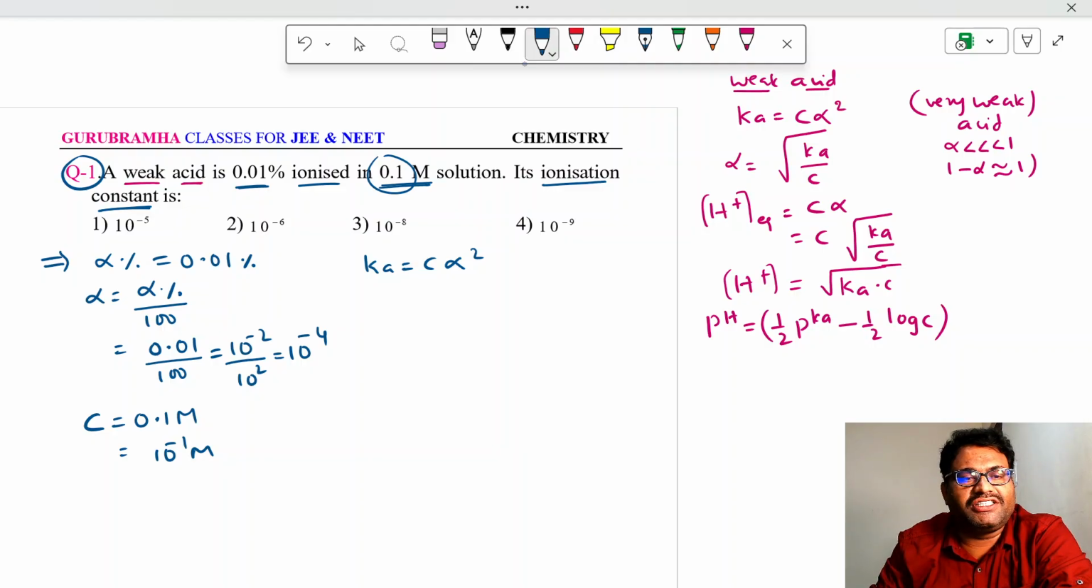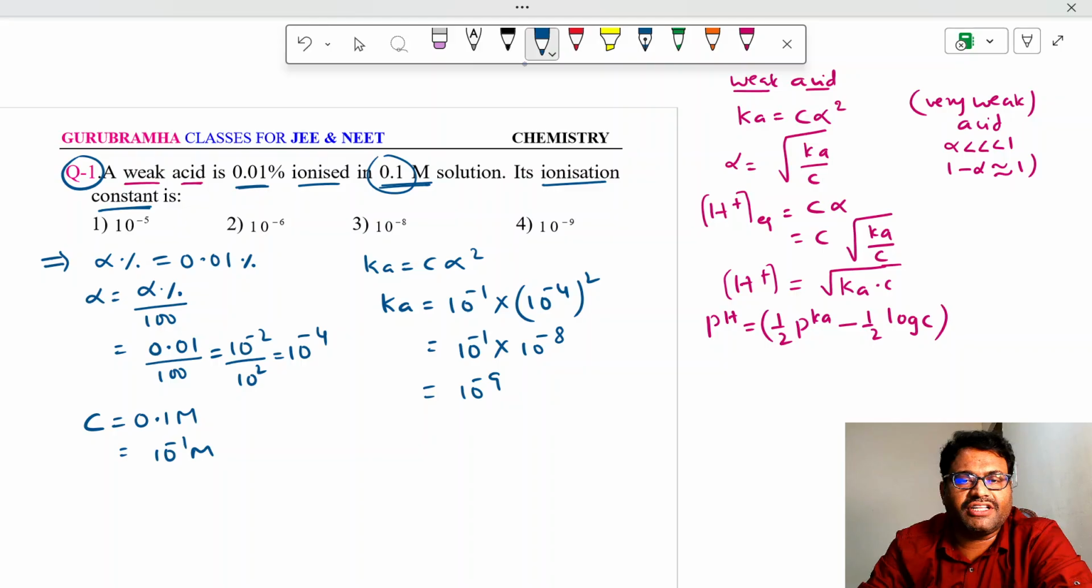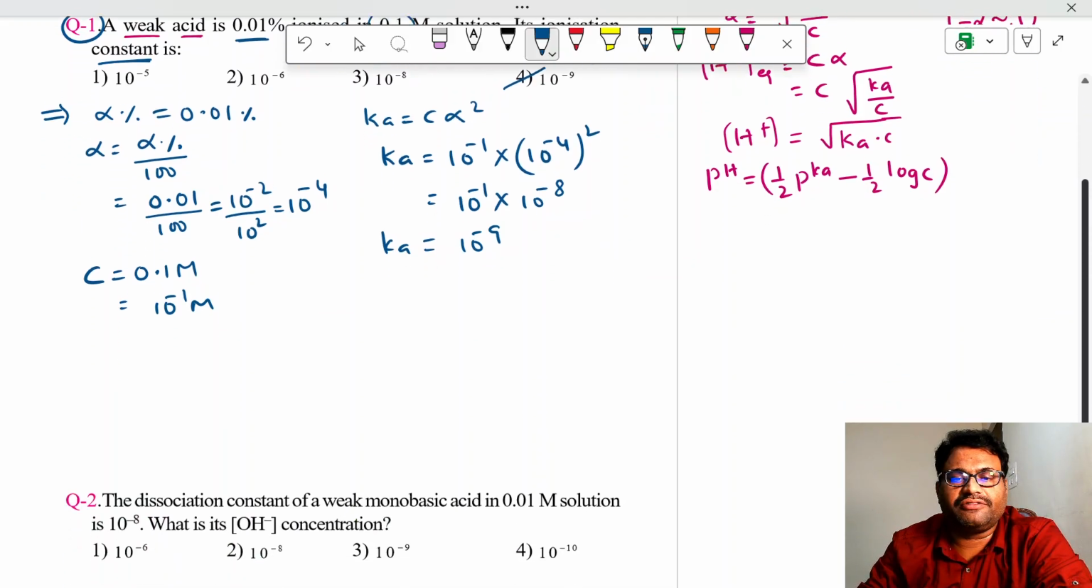So let us substitute this C and alpha in this equation. Ka is equal to C, which is 10 power minus 1, into alpha, which is 10 power minus 4, whole square. That is equal to 10 power minus 1 into 10 power minus 8, which is equal to 10 power minus 9. So that's the answer, Ka. Understood?